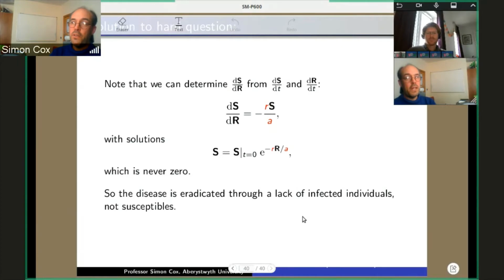If you've met the exponential function, you know that the exponential never goes to 0, as in this case the number of removed individuals tends to infinity. So another conclusion, but that did require some more advanced calculus. A disease is eradicated through a lack of infected individuals, not susceptible individuals. So it's a simplified model, but there you go. There's another interesting conclusion of one piece of mathematics.